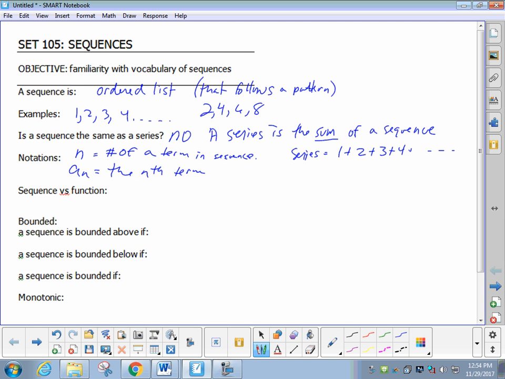And n typically starts at 1, but it doesn't have to. You could start at any place you want as long as you define it, unless the person said start at n equals 1, right?